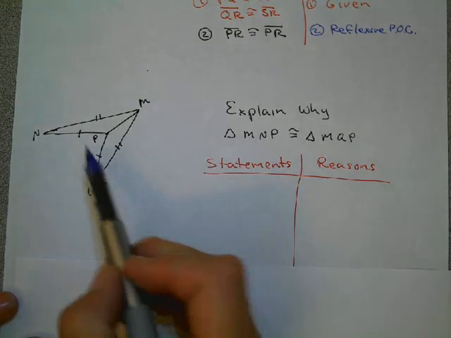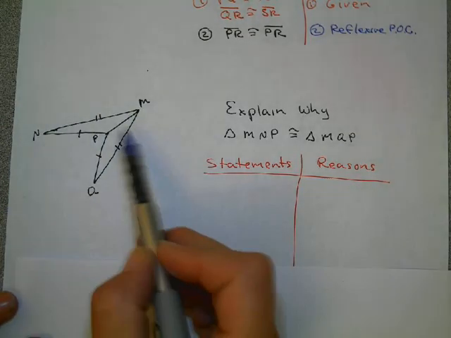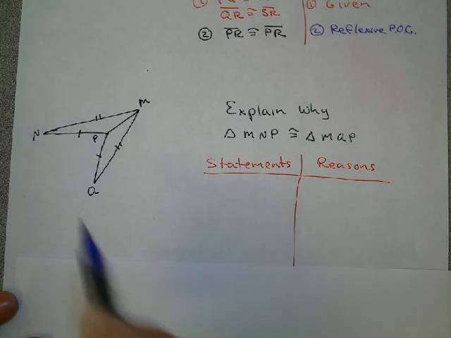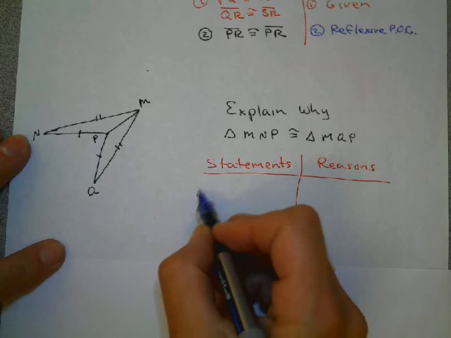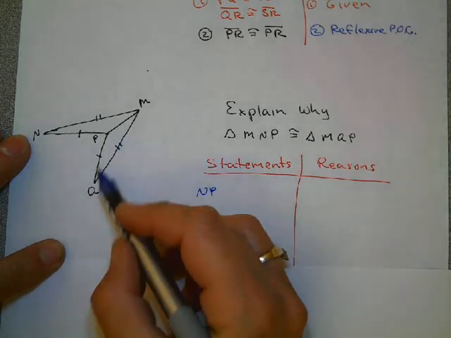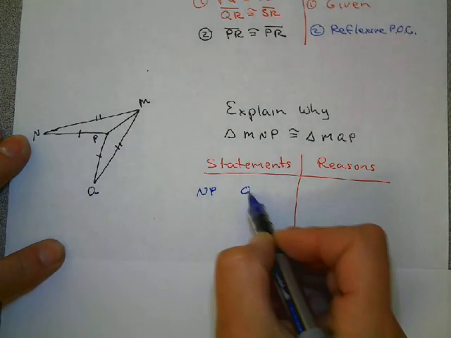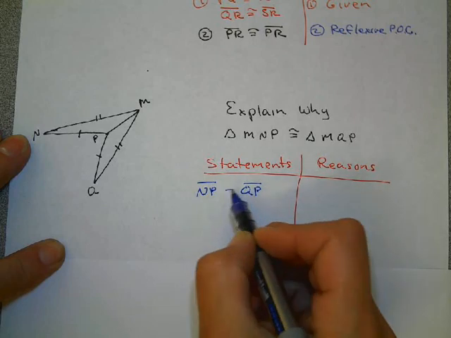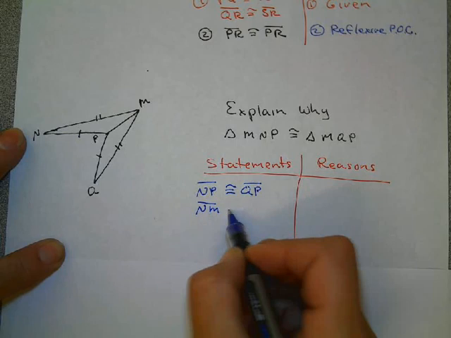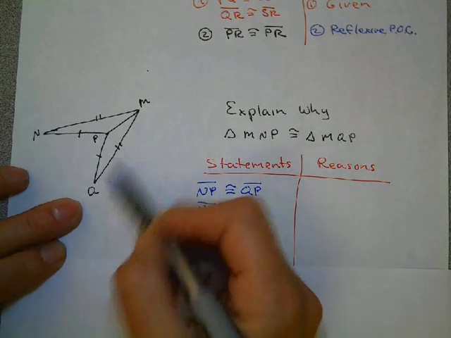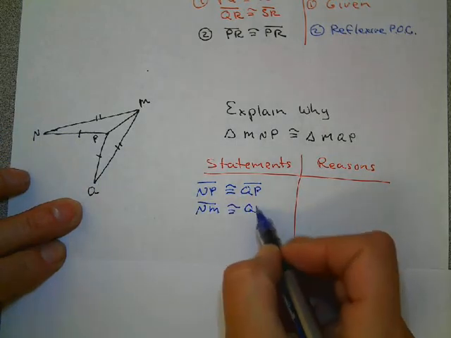Okay, I've got NP here, and I've got QP here, and I see they've each got a tick mark, so they're congruent. I have NM here, and I have segment QM here. They have two tick marks, so they're congruent. So once again, my reason is given. I have a figure, I have tick marks, they've got to be congruent.